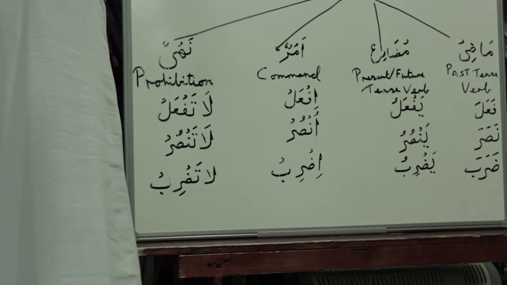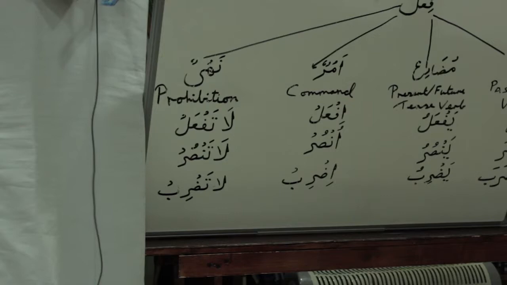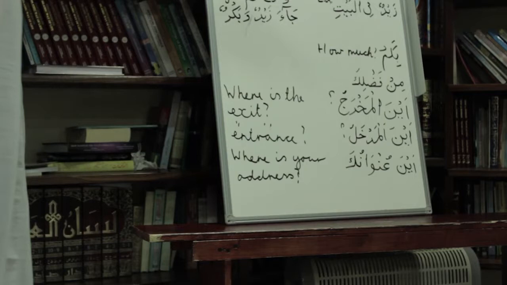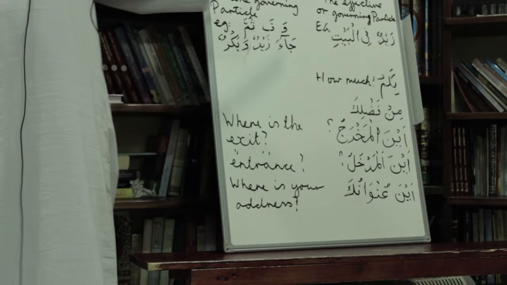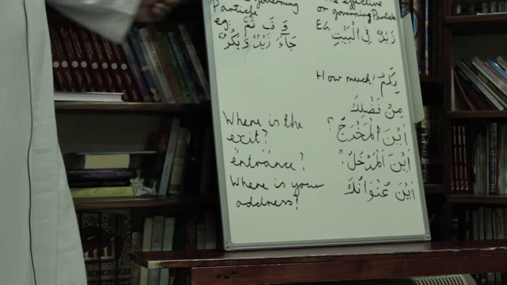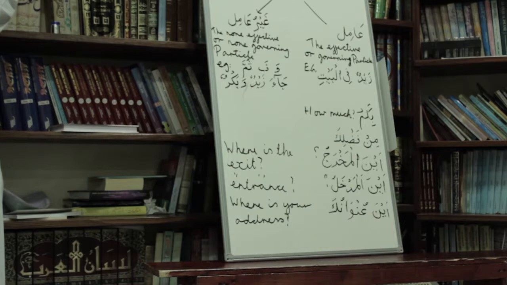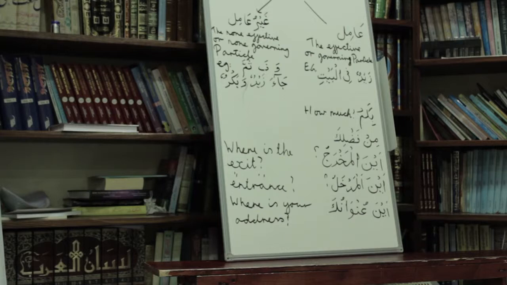Now we're going to go to the third category of words. So with the three categories, one is ism, second is fi'l, third one is harf. So let's go into harf now. Al-harf is again categorized into two. One is amil, the effective or governing particle, and then you have ghayr amil, the non-effective or non-governing particle. So al-harf means particle, and we explained what it means: a word which, to explain its meaning, is in need of another word and does not carry any tense. If you can remember that, the definition of harf.